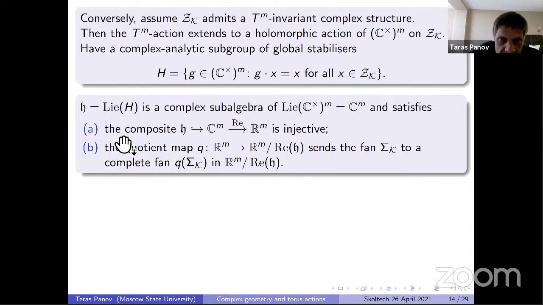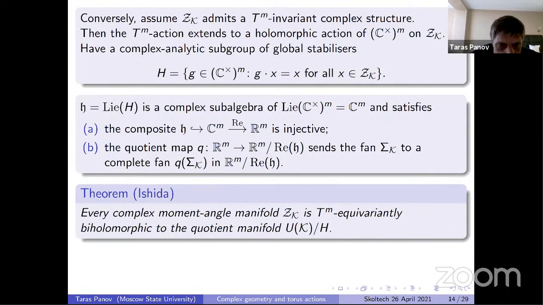And where does the fan come from? Well, you need to look at the quotient by the real part of this Lie algebra. And here you have the standard fan, the fan for this U of K, consisting of coordinate cones. That's exactly why this is an if and only if statement. The geometry of this complex structure tells you that this fan is mapped onto a complete simplicial fan in the complex space. That's how you recover the fan.